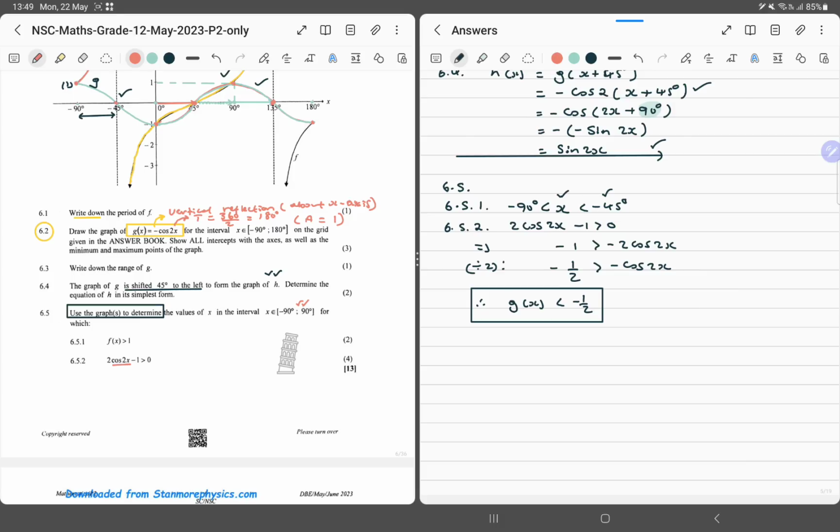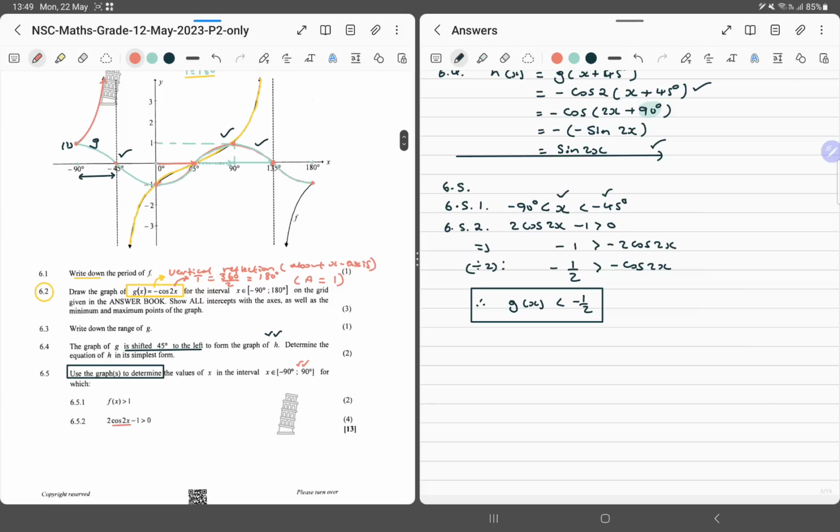So now that we've put it in a way that makes sense, when is the graph of g less than minus a half? Now remember, cos of 60 is a half, right? But now the angle is doubled, so it's not going to happen at 60. It's going to happen at 120, okay?